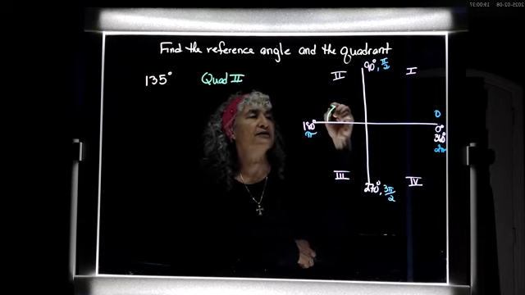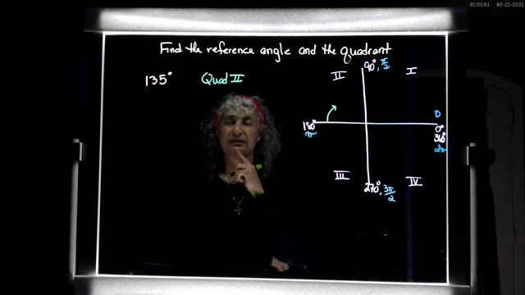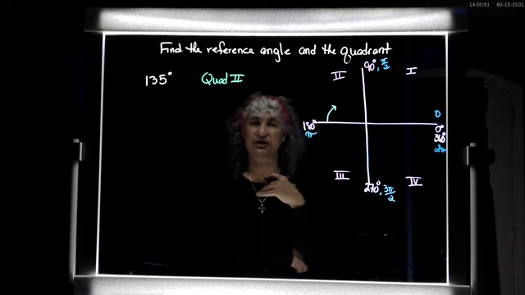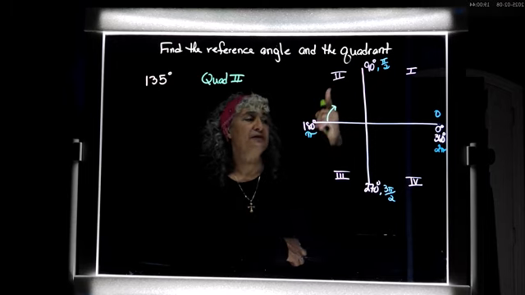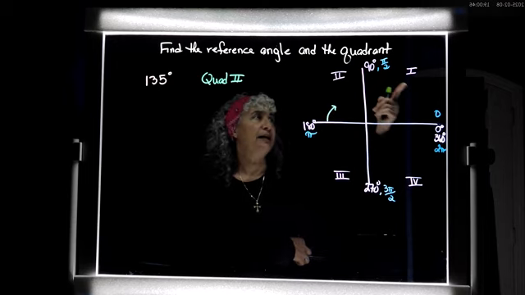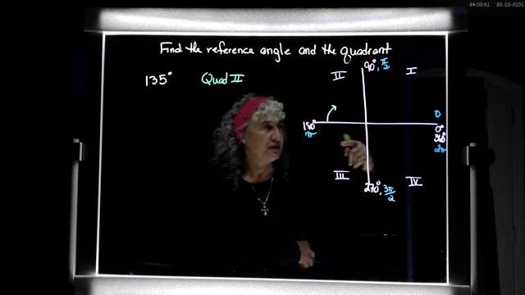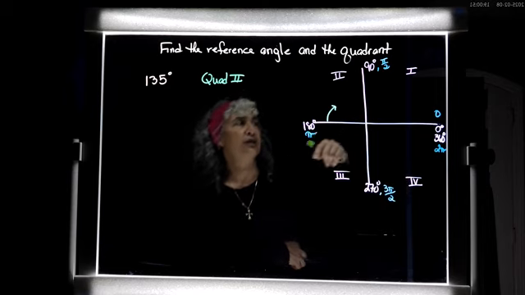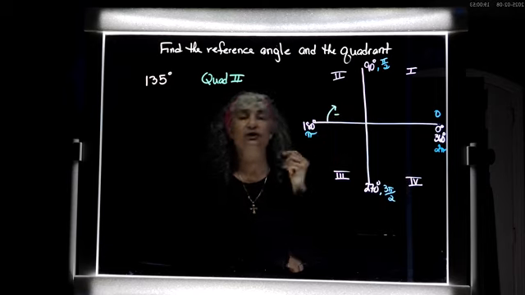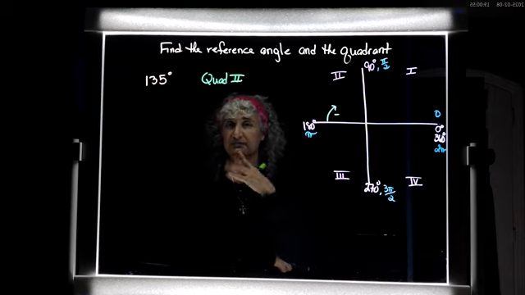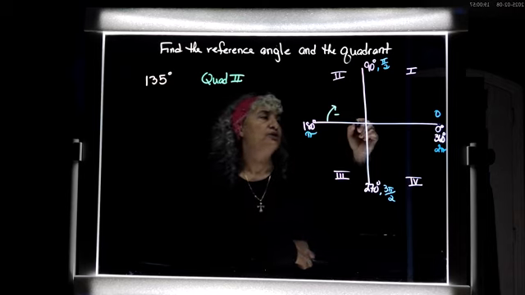Okay, so since 135 degrees is in quadrant 2, to find the reference angle, I'm going to go from the x-axis into quadrant 2. So when I go in this direction, that's opposite of the labeling, isn't it? The labeling goes this direction, but you're going the opposite direction. And when you go the opposite direction of the labeling, you're going to end up subtracting. Good?